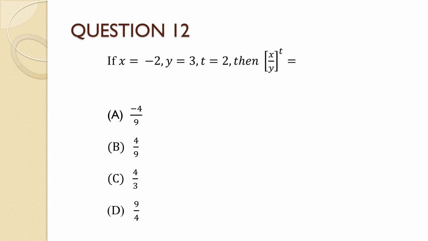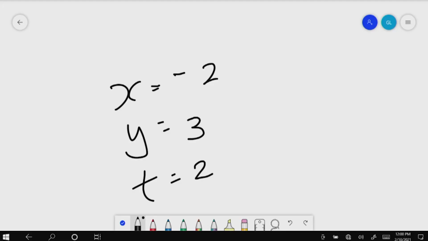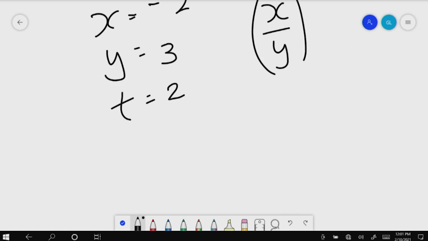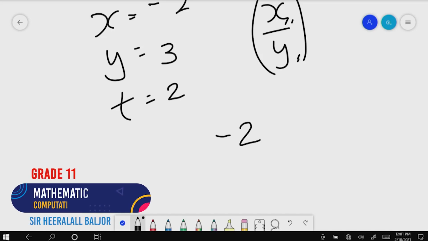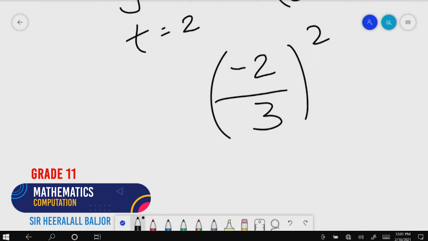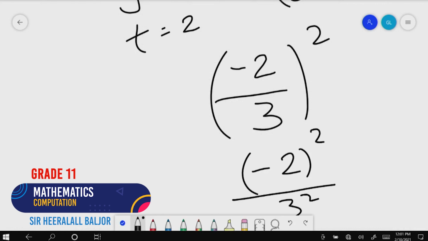If x equals minus 2, y equals 3, and t is equal to 2, then they're asking us to substitute. What would have been x divided by y raised to the t power? In substituting, x being minus 2, y being 3, raised to the second power would have given us, in further computation, minus 2 square divided by 3 square.